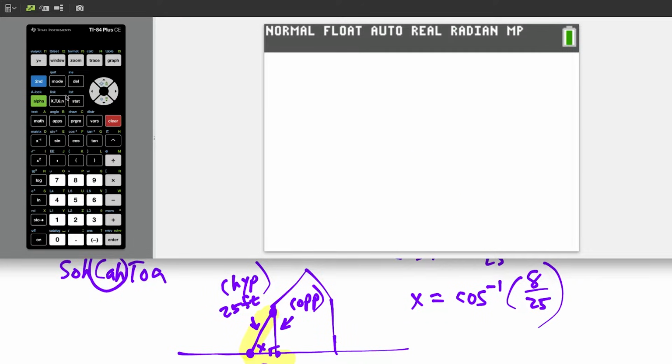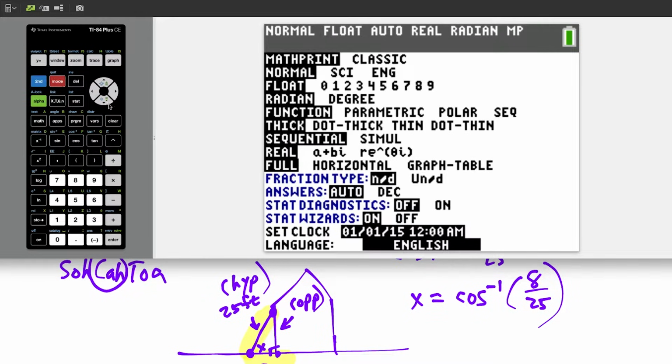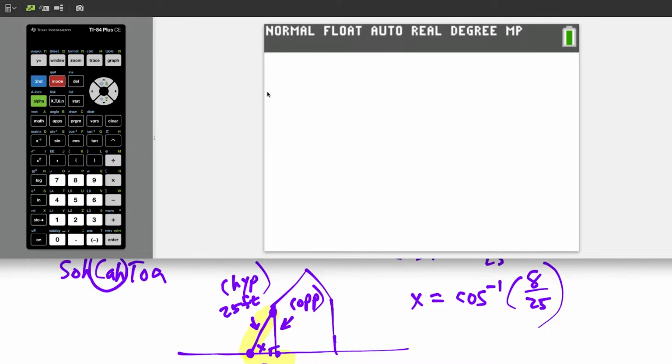Now, one thing for the geometry regions, make sure that you're in degree mode. If you get a calculator that's been reset, it's going to be reset to radians. So you're going to press mode, you're going to scroll down here to radian, and you're going to go to the right to degree. You're going to press enter, and now we'll be in degree mode. So we press enter, we're in degree mode. Now I can press second mode to go back to the main screen.